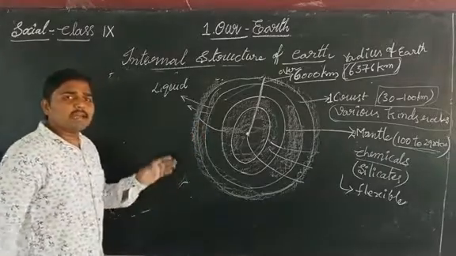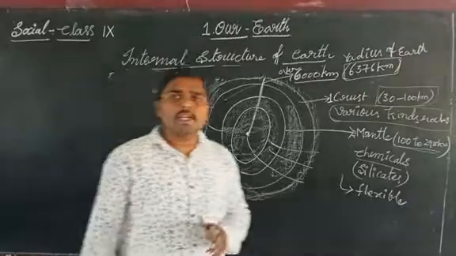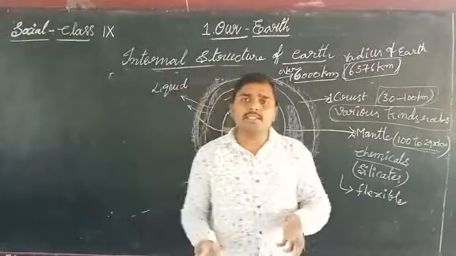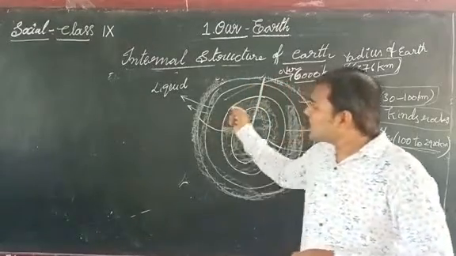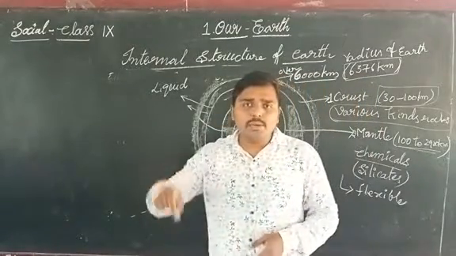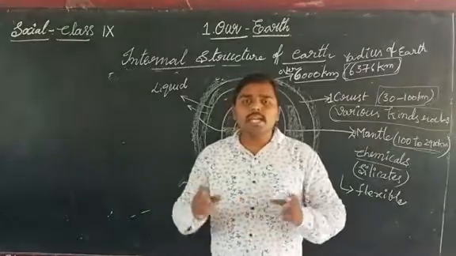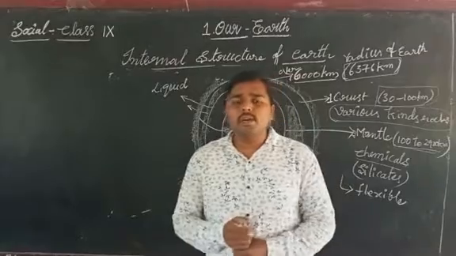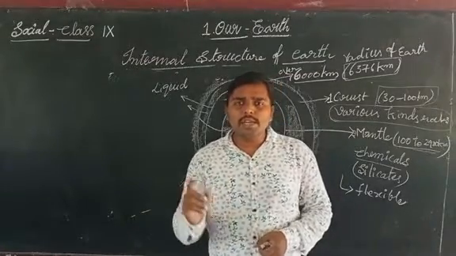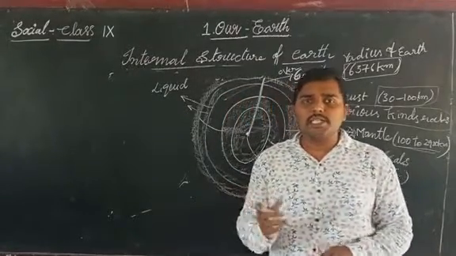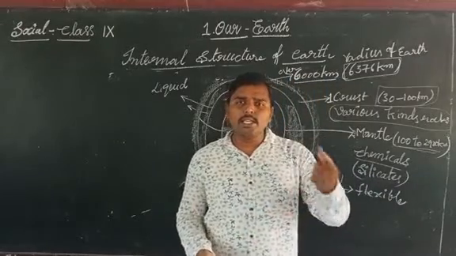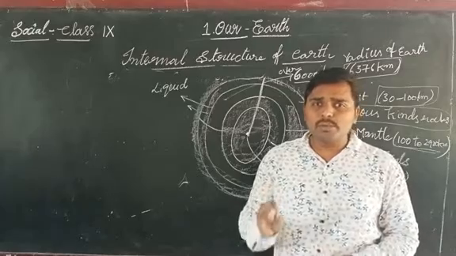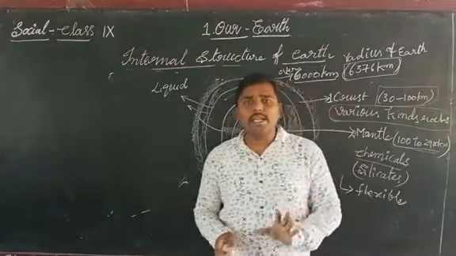In some parts of the crust, due to earthquakes and due to subduction, the crust is submerged into the mantle, and it is converted into mantle. If you see this, it is a continuous process: crust is changing to mantle, and mantle is changing into crust. From this we can say that till now the earth is very active.